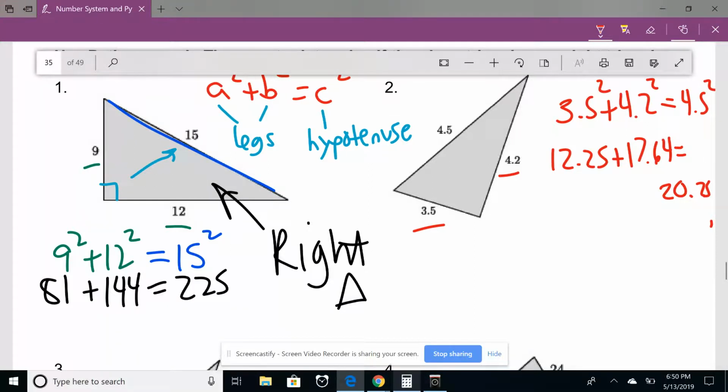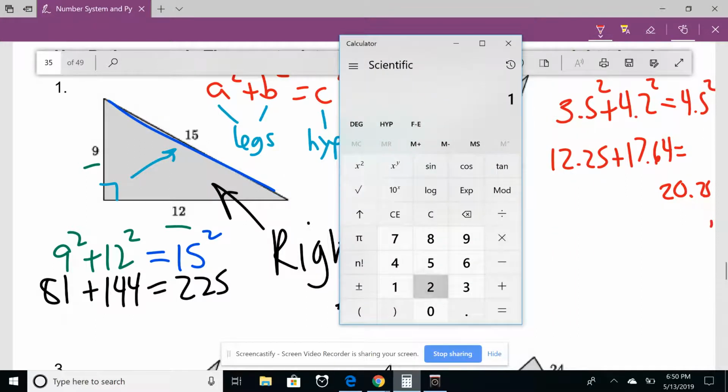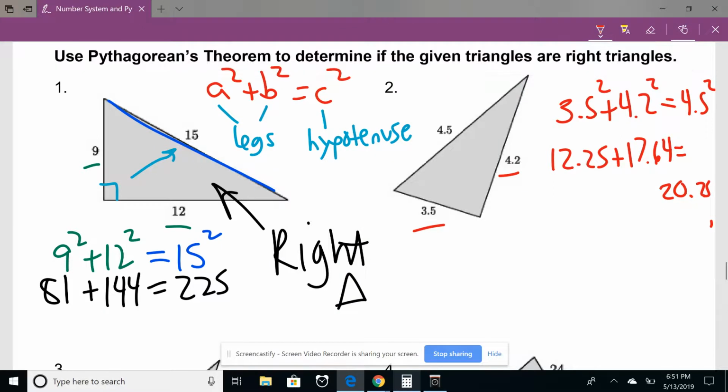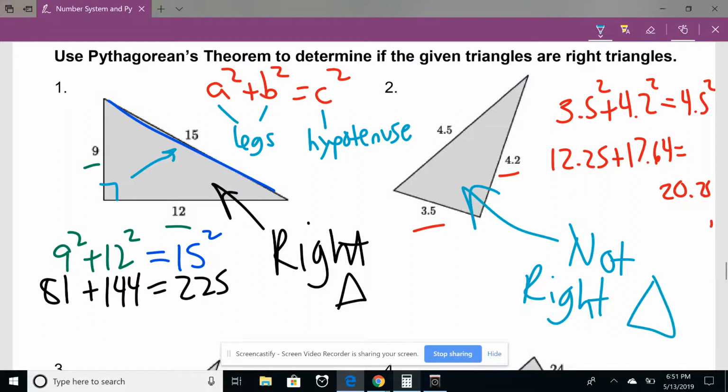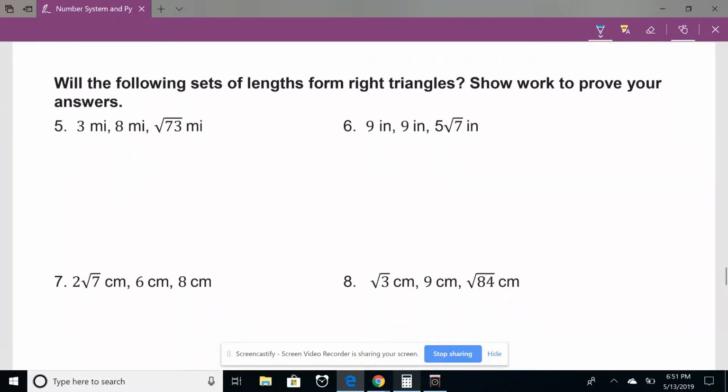All right, so let's add them. 12.25 plus 17.64. And it doesn't equal 20.25. So this is not a right triangle. This triangle right here, not a right triangle. It can be a triangle, but just not a right one. It doesn't have a 90-degree angle in it. Okay, let's look at other examples.